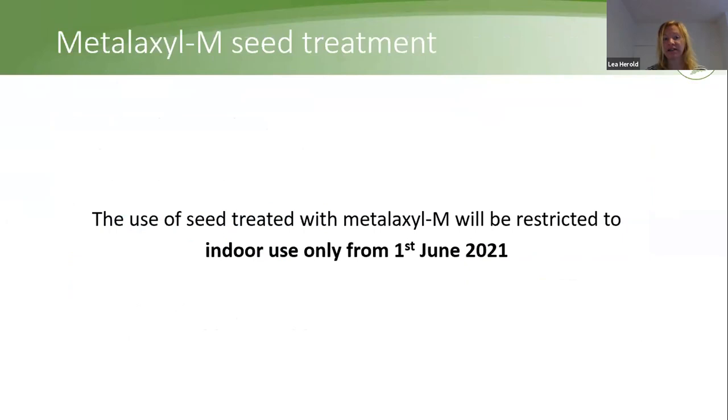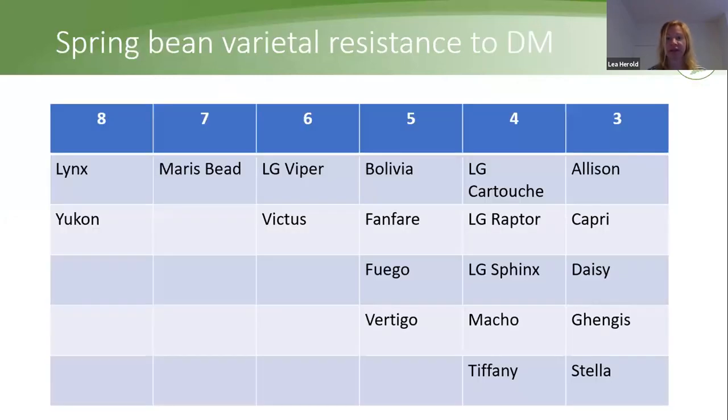This slide is not important for field beans because we don't have any seed treatments, but because I've mentioned metalaxyl-M, I really wanted to bring this information across because it is very important when you're growing vining peas or broad beans. The decision isn't final, but all of the information that Syngenta has so far from CRD points to the use of seed treated with metalaxyl-M being restricted to indoor use only from the 1st of June this year. This also applies to imported seed, which means if you have any seed treated with any metalaxyl-M containing product, you will not be able to plant it outdoors after May 2021.